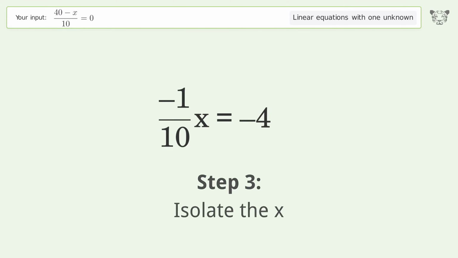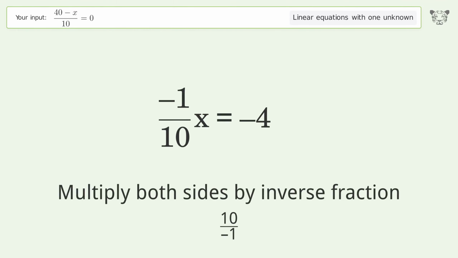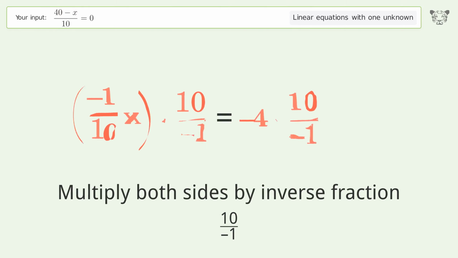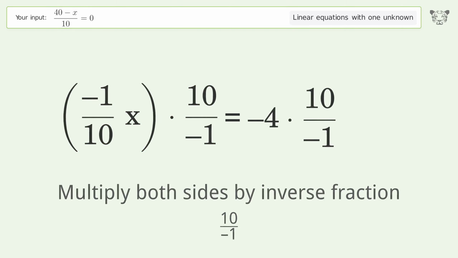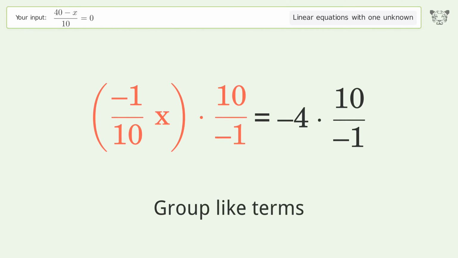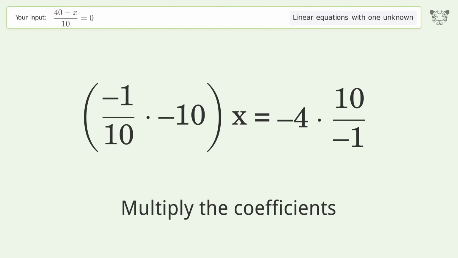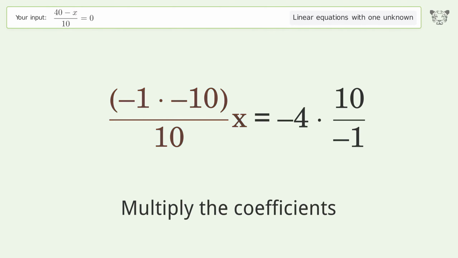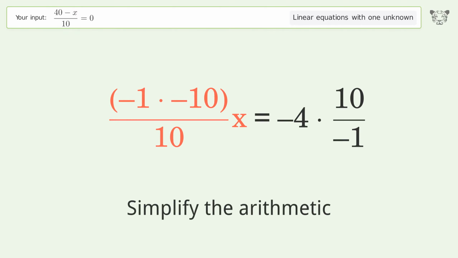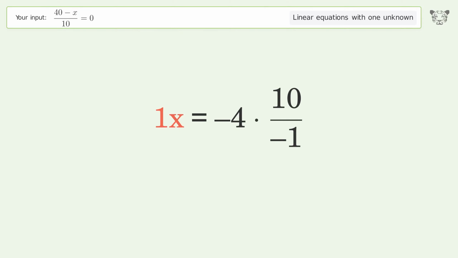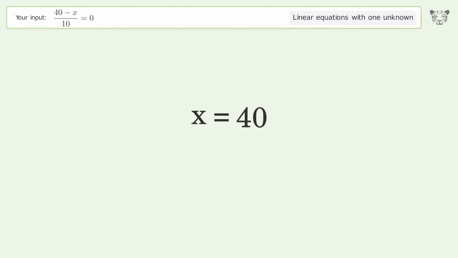Isolate the x. Multiply both sides by inverse fraction 10 over -1. Group like terms. Multiply the coefficients. Simplify the arithmetic. And so the final result is x equals 40.